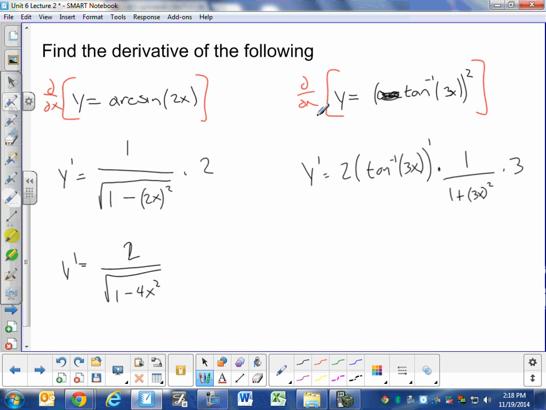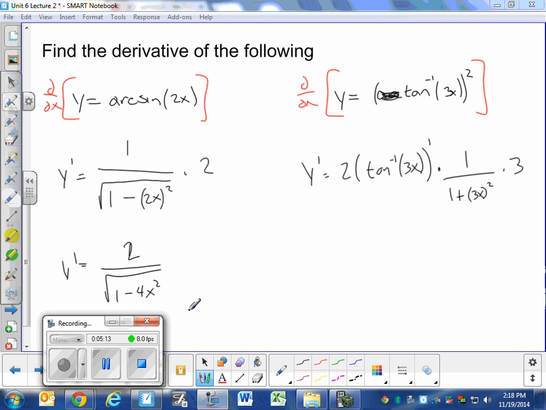Your homework has a bunch of derivatives you need to find. We stick with the arc sines, arc cosines, and arc tangents, and they should be easy enough that you can do them, so I'm not too concerned. But if you have questions, come in and we can talk about them. Thanks.